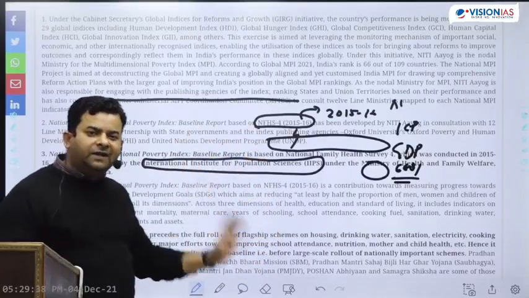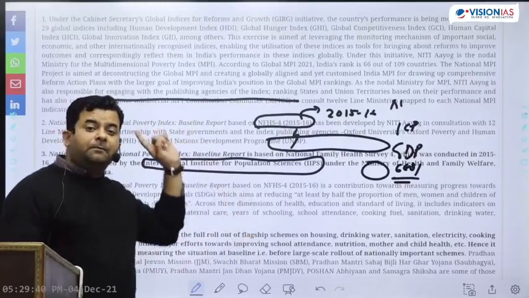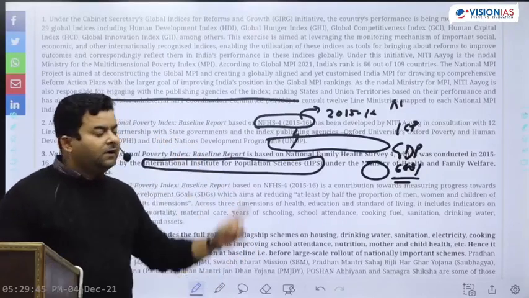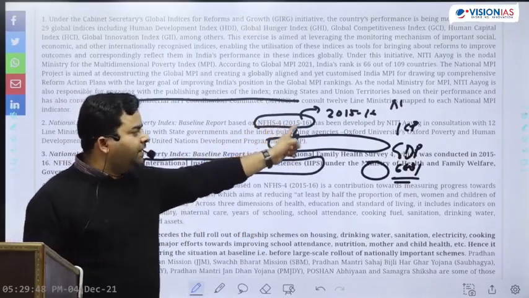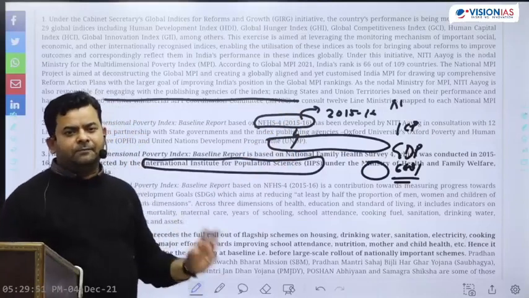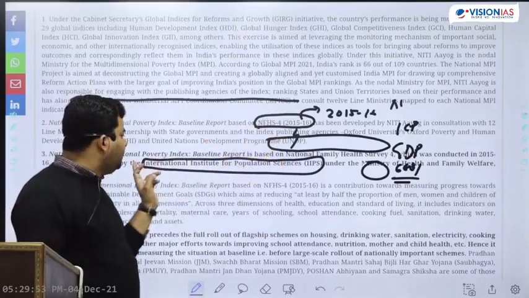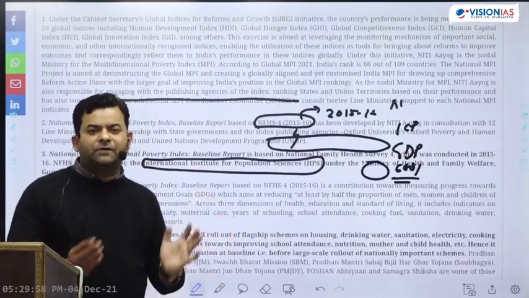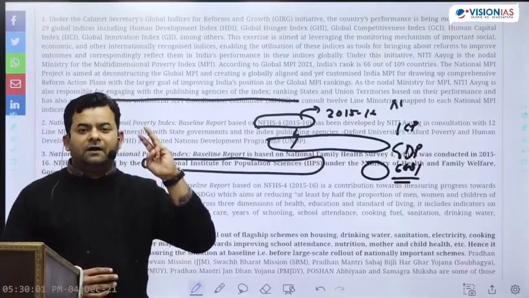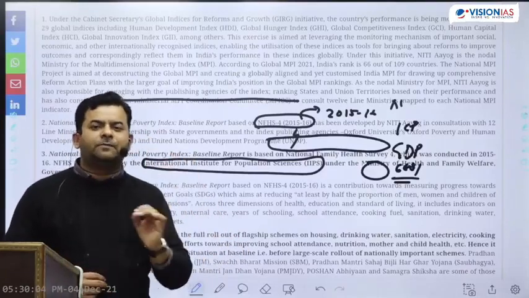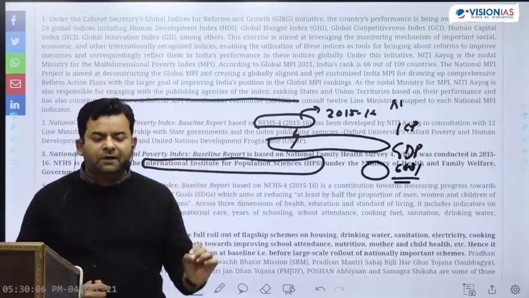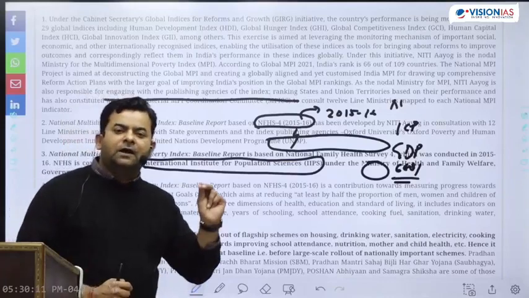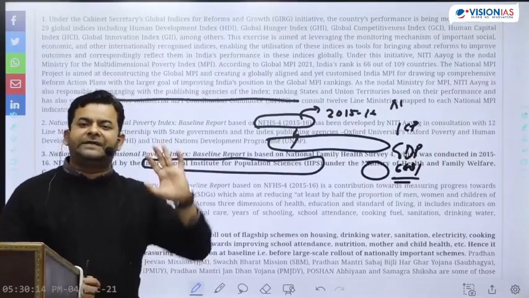That data of 2019-20 is very encouraging, but for the multidimensional poverty index baseline report, baseline report means the first report, we are using National Family Health Survey 4 data, 2015-16, prepared by International Institute for Population Sciences. This data is unlike the multidimensional poverty index. This data is having 12 indicators, while the multidimensional poverty index, which is prepared by UNDP and Oxford Poverty and Human Development Initiative, OPHI, consists of 10 indicators.